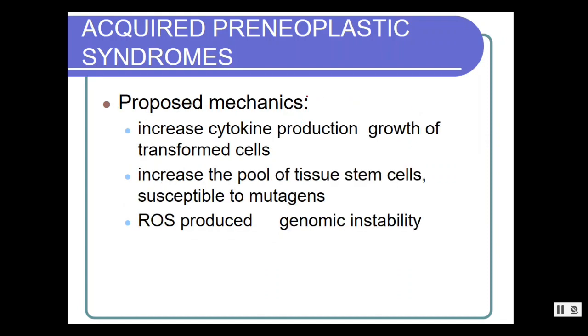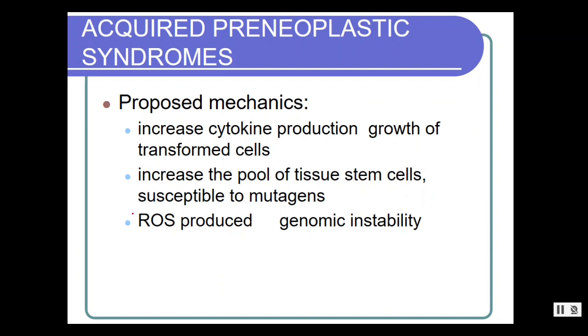Now, why is that so? Why do these preneoplastic syndromes occur? Because of three proposed mechanisms. First, cytokine production. Cytokines are present in inflammation. They stimulate the growth of transformed cells. Because of the cytokines, this also increases the pool of tissue stem cells susceptible to mutagens. Because of that, the stem cells are now susceptible to changes, so the stem cells can mutate.